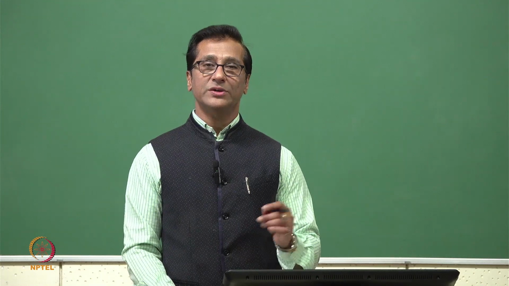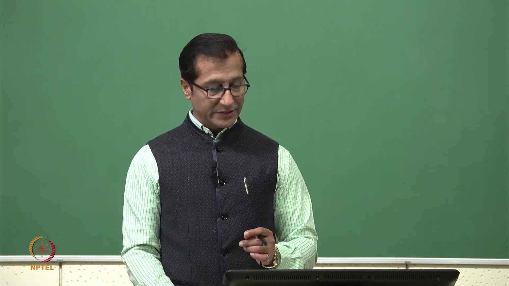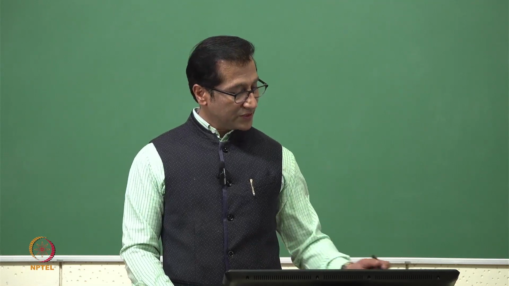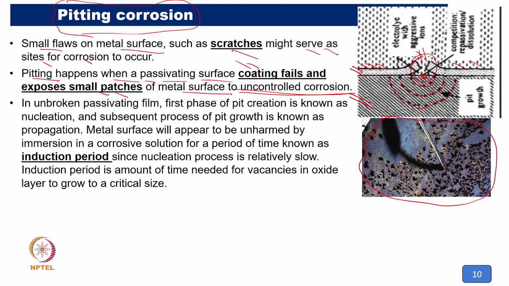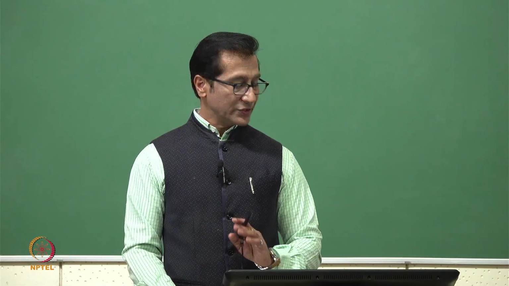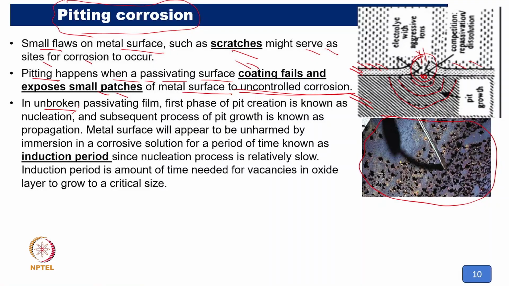And we say that cathode has to be much smaller than anode, as in the previous example. If we are able to keep that, then the surfaces will be in good shape. Otherwise the wear rate or the corrosion rate will be much faster. We say unbroken passivating film. The first phase, if there is no pit as such, will start with pit creation as a kind of nucleus or small patches, maybe scratches in this case.